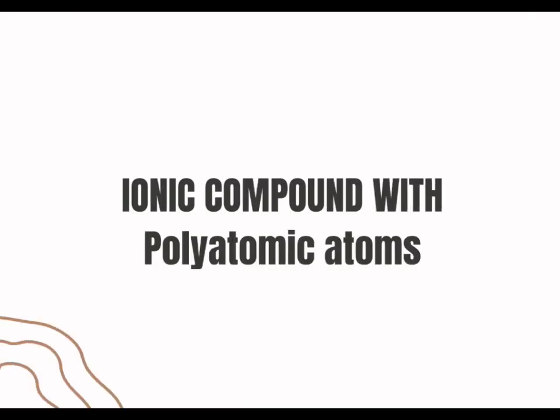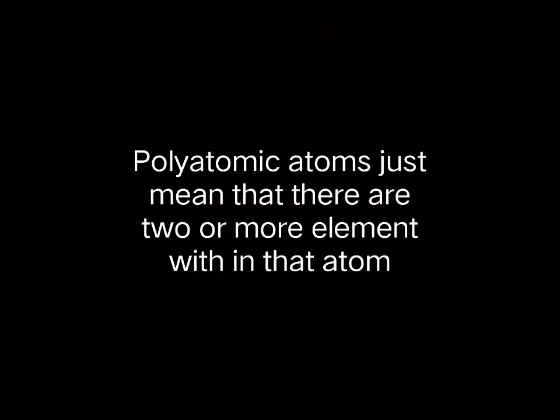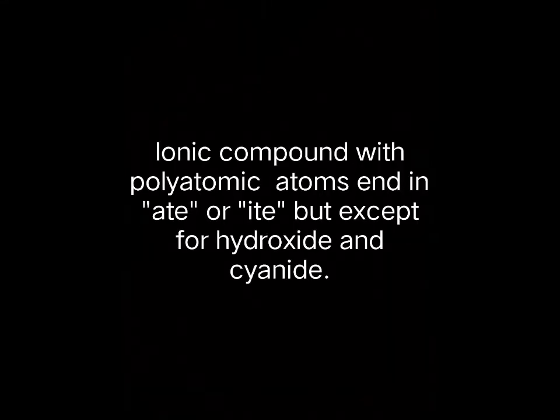The third one is the ionic compound with polyatomic ions. It consists of the name of our metal and our polyatomic ion. But first, let's discuss the meaning of polyatomic. Polyatomic just means that there are 2 or more elements within that ion. Ionic compounds with polyatomic ions end in -ate or -ite, except for hydroxide and cyanide.